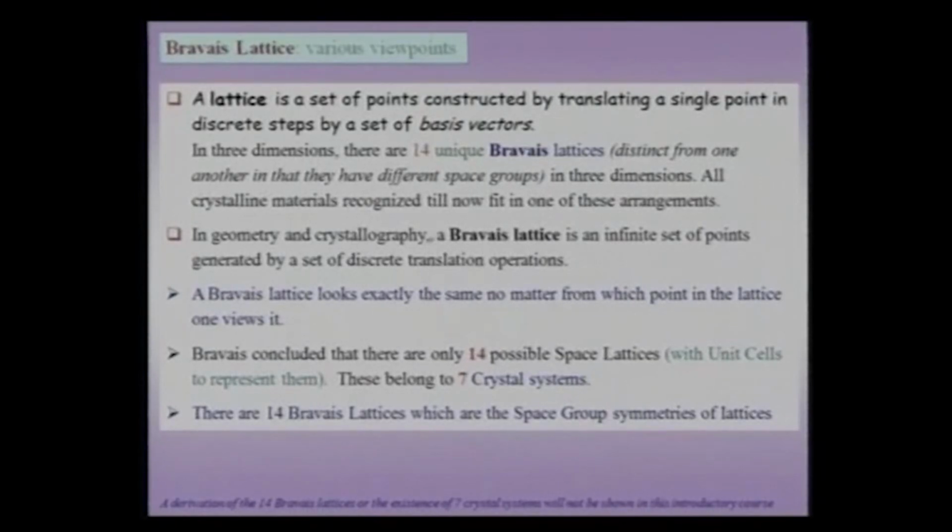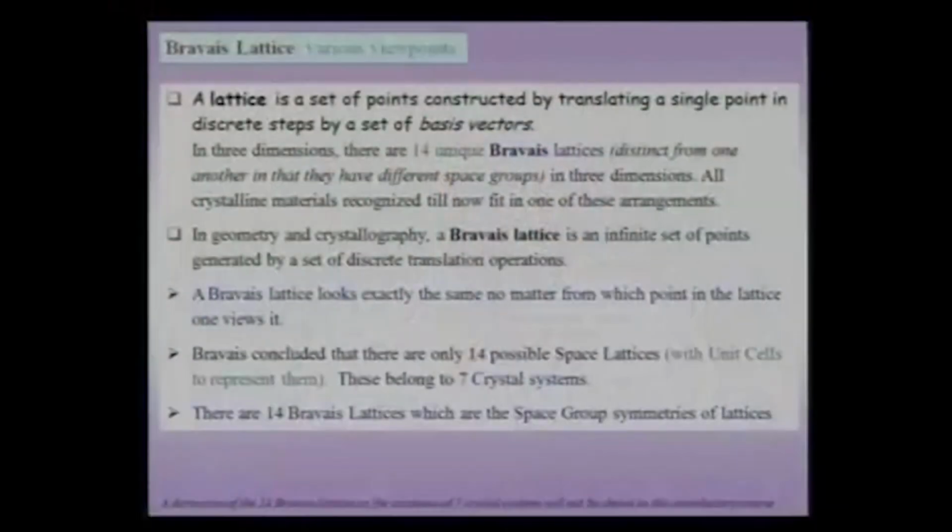In geometry and crystallography, a Bravais lattice is an infinite set of points generated by a discrete set of translation operations. Like before, translation is the key operation when it comes to distinguishing lattices. An important property of the Bravais lattice is that it looks exactly the same no matter from which point in the lattice one views it. So that's an important property of lattices, and we will have a few more things to say about this important property of having identical surroundings and the view from any lattice point.